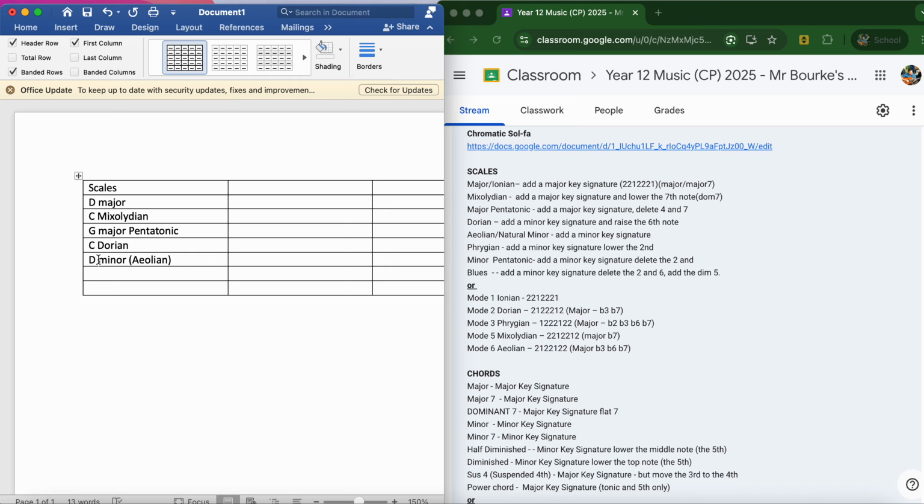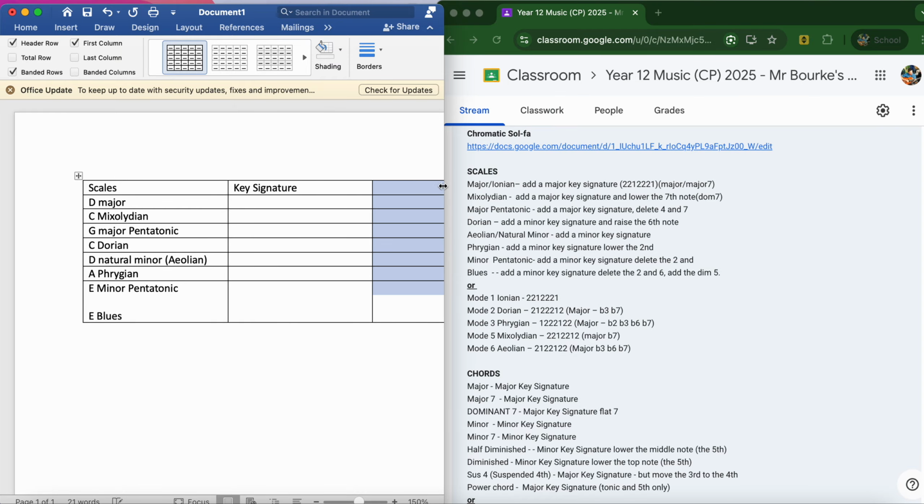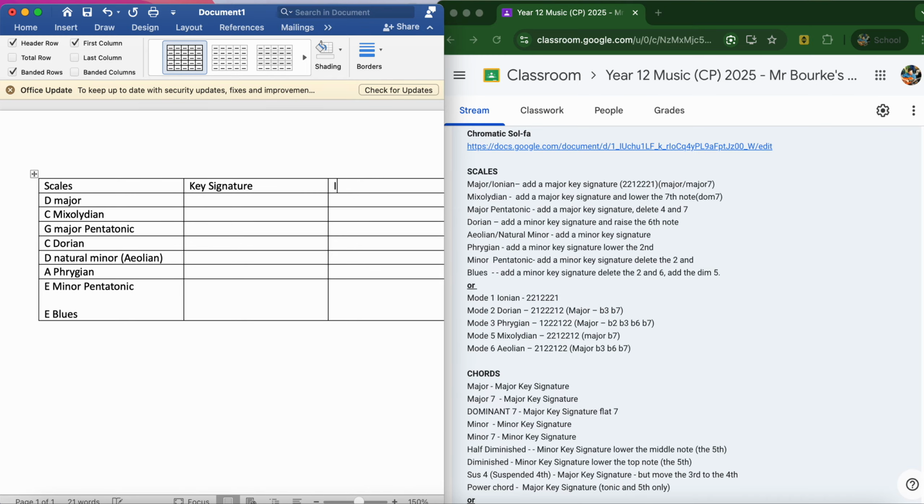Let's do Phrygian, let's do A Phrygian. And let's do E minor pentatonic. And there's another one, so we'll do the same one. We're going to do an E blues scale, just to show you those as well. All right, so now we're going to use the key signature method that I have on the right-hand side of the screen now. And then we're going to do the interval method.